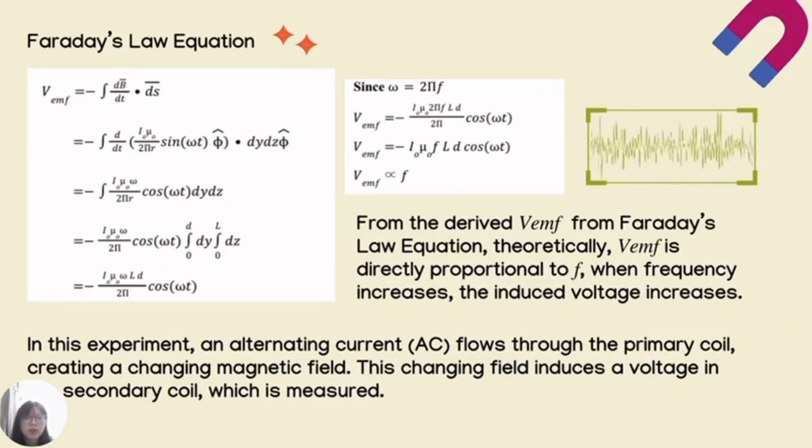This is essentially what we observe in our experiment. We apply an alternating current to the primary coil. As the frequency of the AC increased, the magnetic field changed more rapidly. That faster change caused a faster rate of change of magnetic flux, which led to a higher induced voltage in the secondary coil.